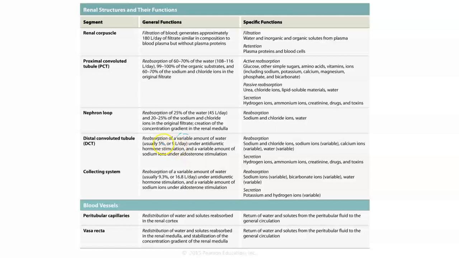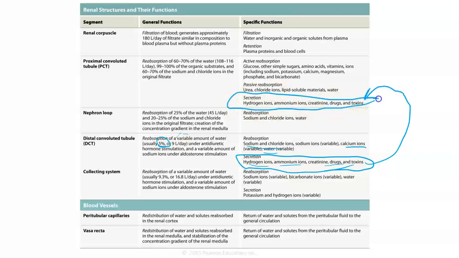It's usually not as much, only about 5% of the water, and it can change depending on the needs of the body, but you might have some sodium and chloride ions that are reabsorbed here, calcium ions or water, and you might be secreting hydrogen ions, ammonium, and the same stuff that you could be secreting in the proximal convoluted tubule could also be secreted in the distal convoluted tubule.